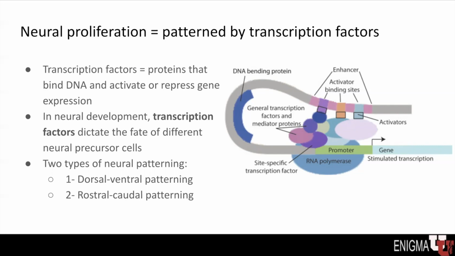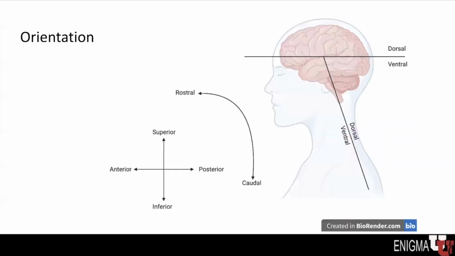And there are two types of neural patterning. There is the dorsal ventral patterning and also the rostral caudal patterning. So the location of where these neurons are within the developing brain is very important because it helps to determine what types of cells they become.